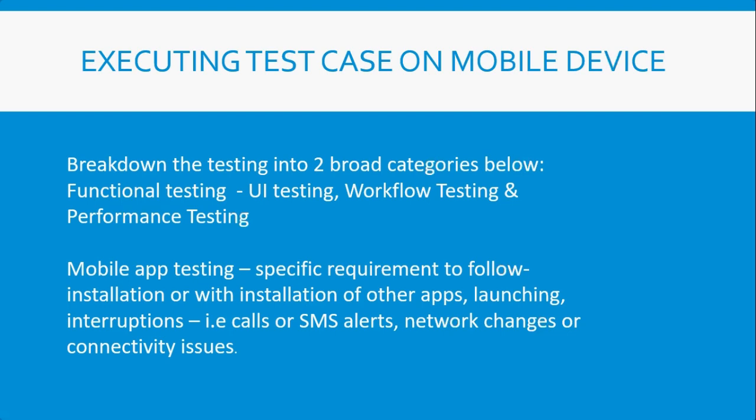Now, when we are executing test cases on mobile devices, we need to break down the testing into two broad categories: functional testing, which includes UI testing and workflow testing, and performance testing. Then we also need to have some specific requirements to follow: installation, or installation of other apps, launching and all that. So it's just basically something that we've looked at earlier.